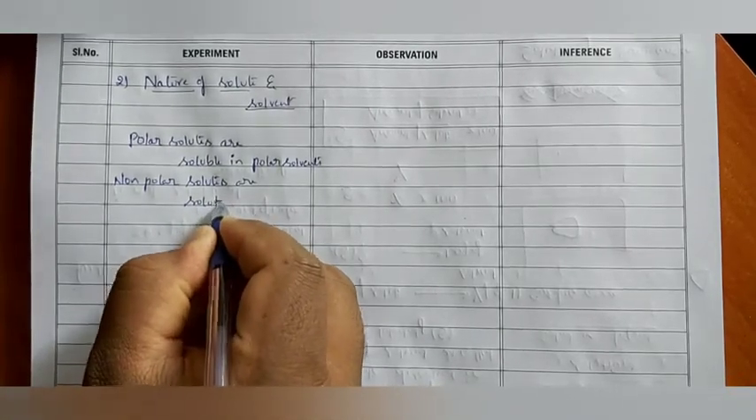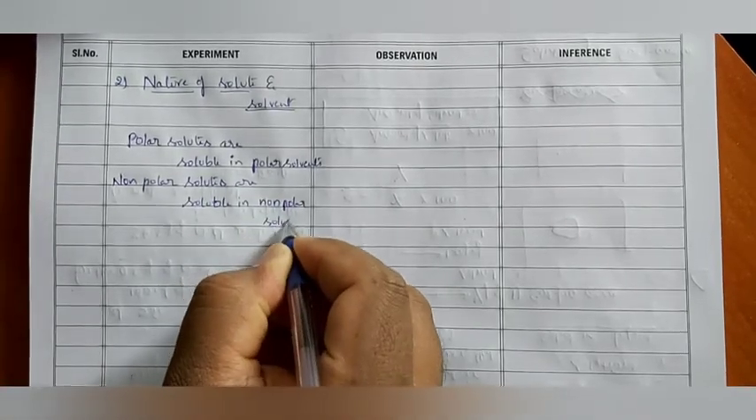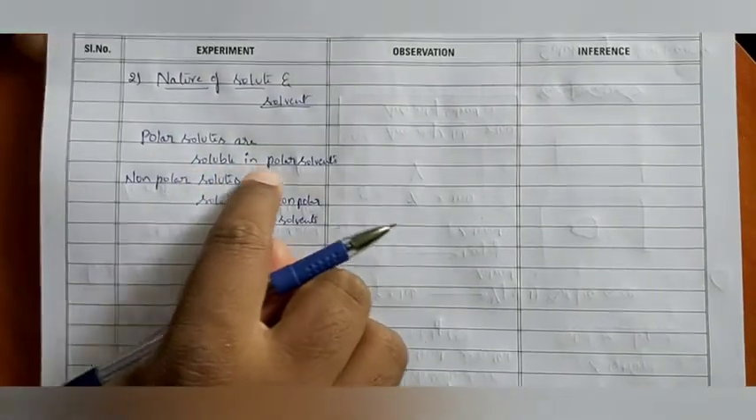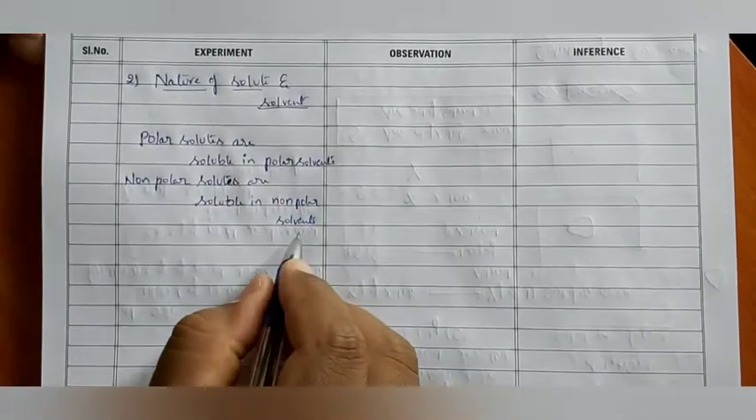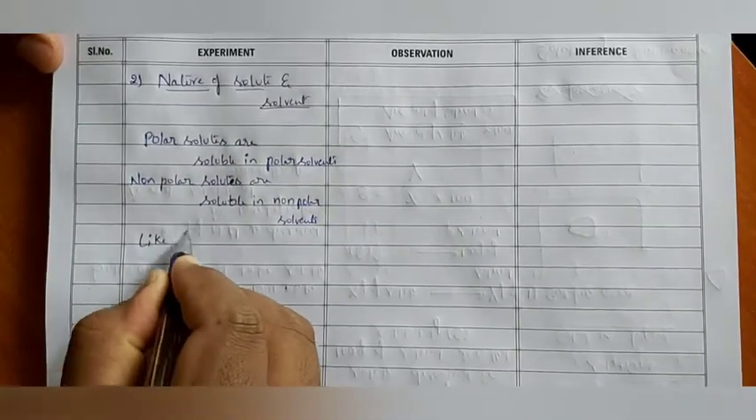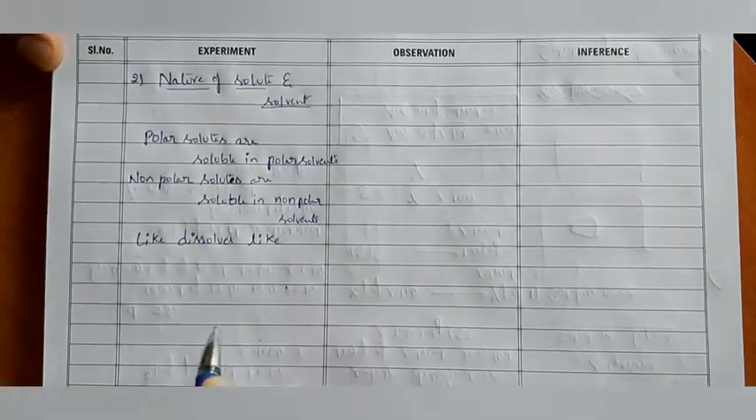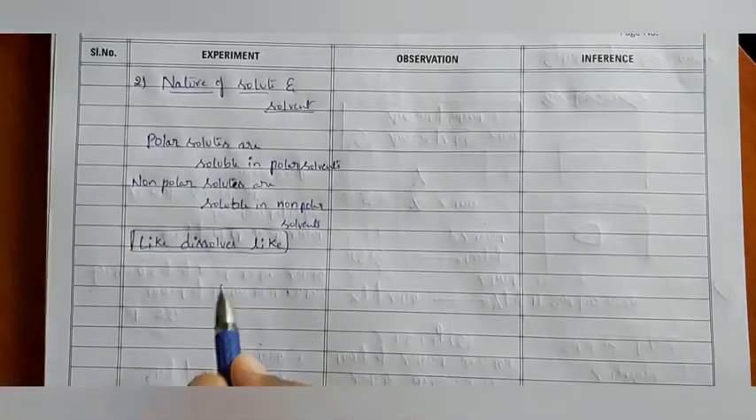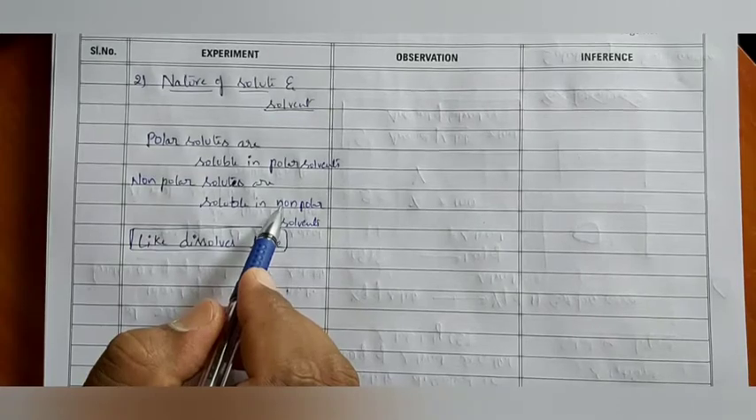Non-polar solutes are soluble in non-polar solvents only. Polar solutes are soluble in polar solvents. Non-polar solutes are soluble in non-polar solvents. Combinedly, I am going to tell that it is like dissolves like. What is the meaning of like dissolves like? Polar solutes will be soluble in polar solvents only. Non-polar solutes are soluble in non-polar solvents.